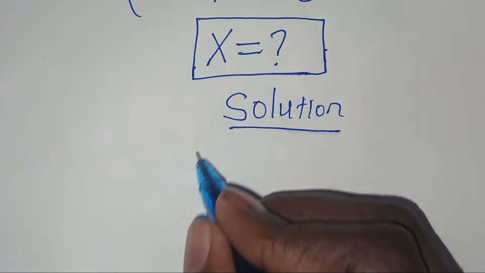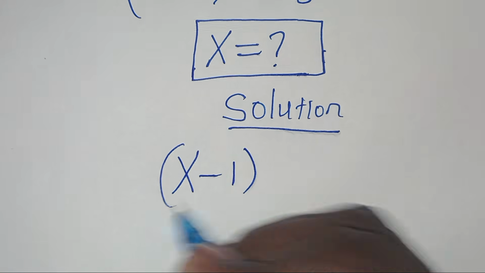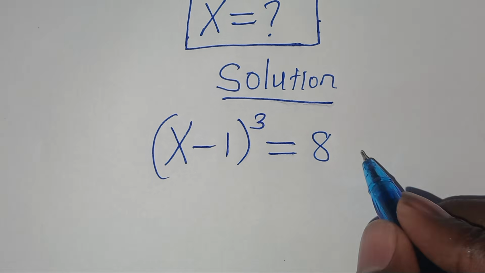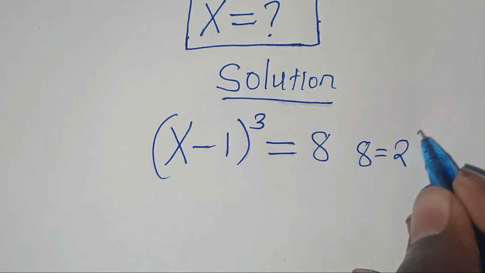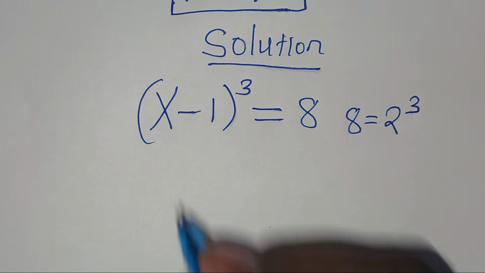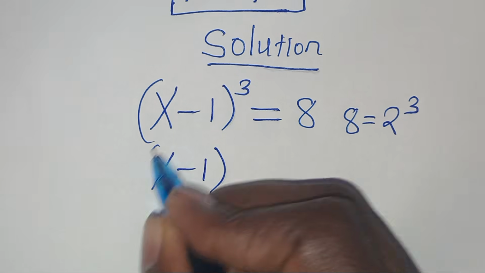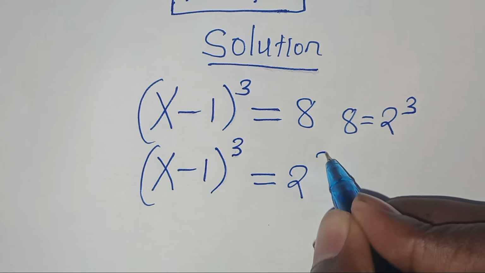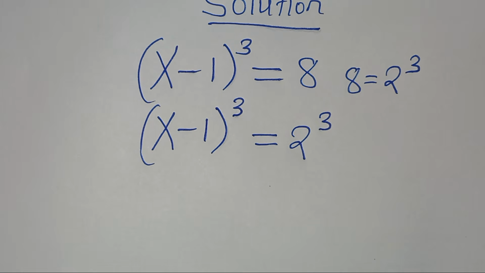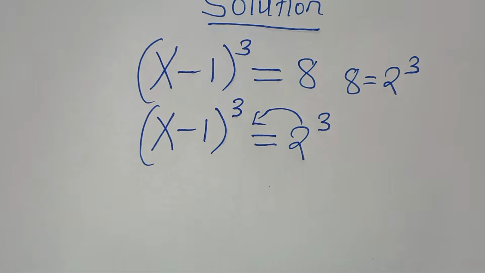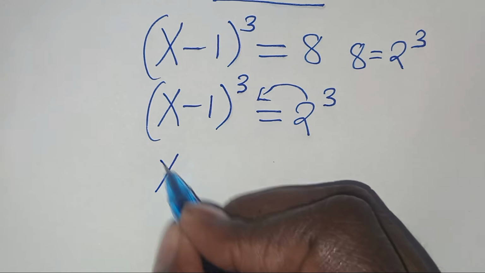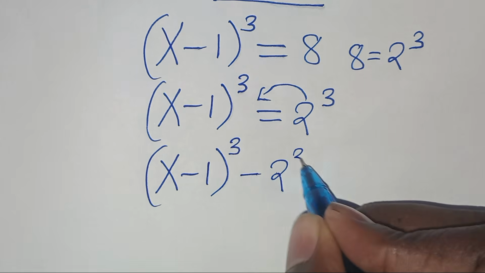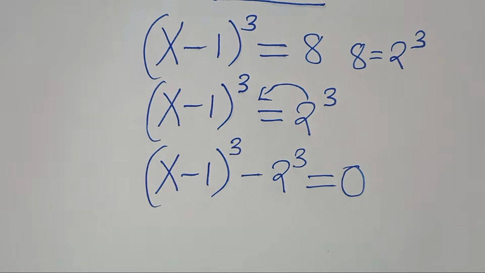So we have (x − 1)^3 = 8. Now we can express 8 as 2 to the power of 3. So (x − 1)^3 = 2^3. Now let's take 2^3 to the left hand side, so that now we have (x − 1)^3 − 2^3 = 0.